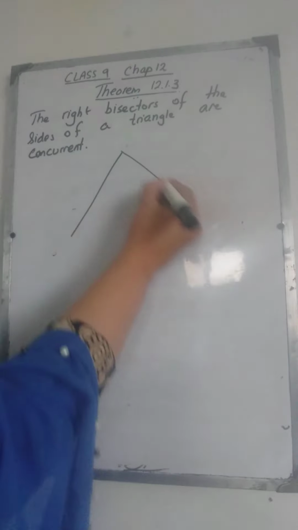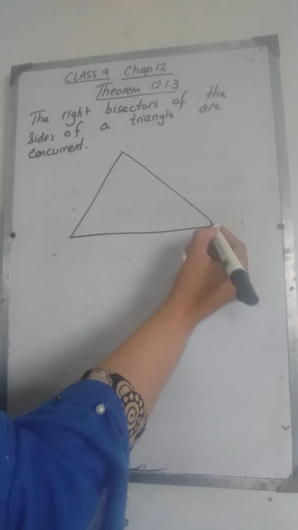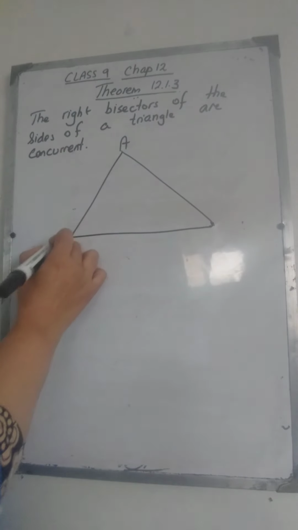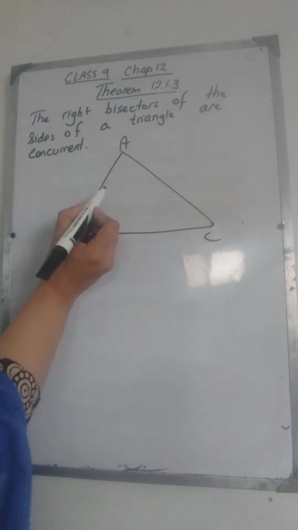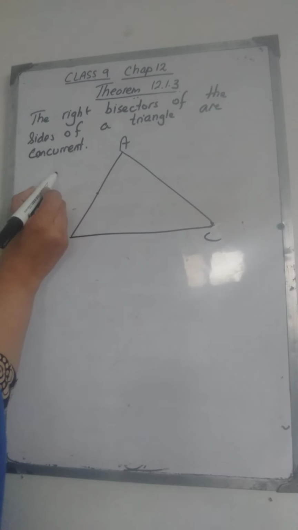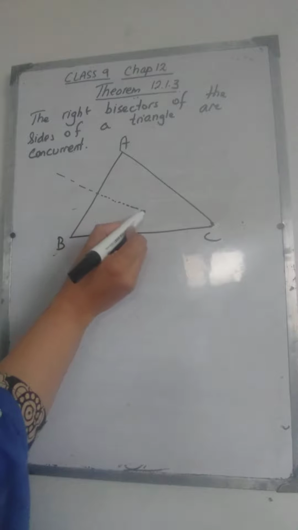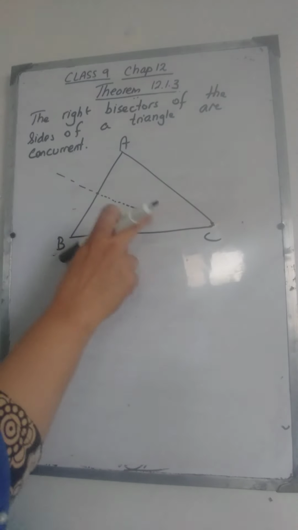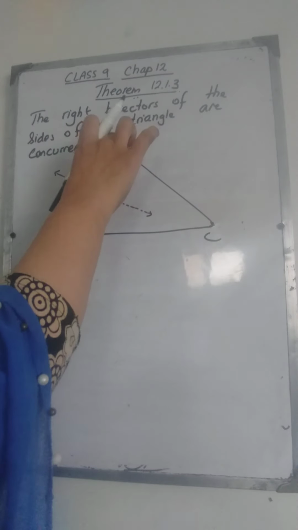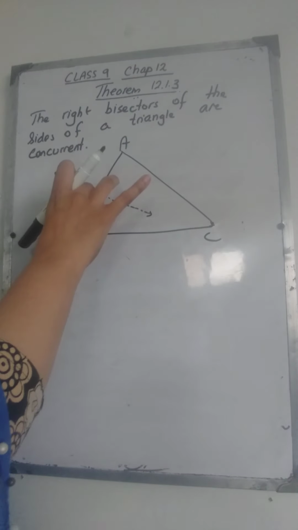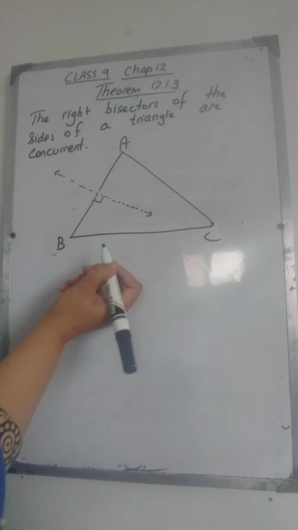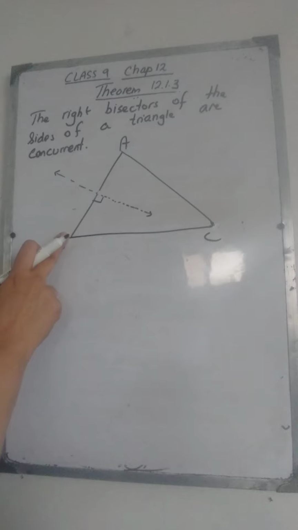What do you mean by concurrency? Concurrency, as we have already discussed, and let me repeat it again. Concurrent means that the three right bisectors, for the three sides of the triangle. Let me draw a rough triangle for you. There are three sides of this triangle ABC. Right bisectors mean the lines which divide the sides of the triangle into two equal halves. This is the first right bisector, a line which divides the side AB into two equal halves, the right bisector of the side AB.